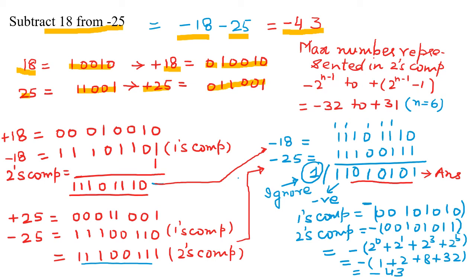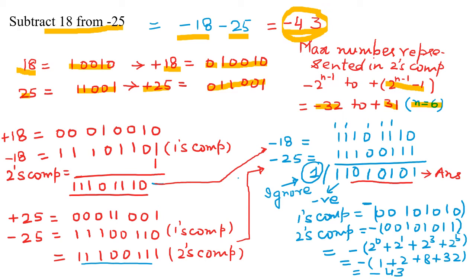Now, both numbers are 6-bit numbers, and the range represented in 2's complement by a 6-bit number will be minus 2 to the power 5, which is equal to minus 32, to plus 2 to the power 5 minus 1, which is equal to plus 31. But our answer is minus 43. So we require a minimum of 7 bits to represent minus 43. So convert both the numbers to either 7-bit or 8-bit or more.